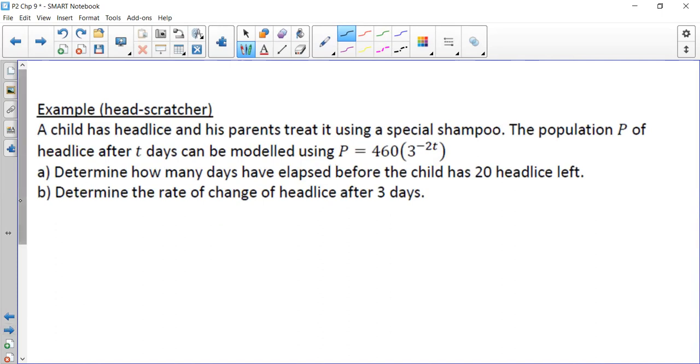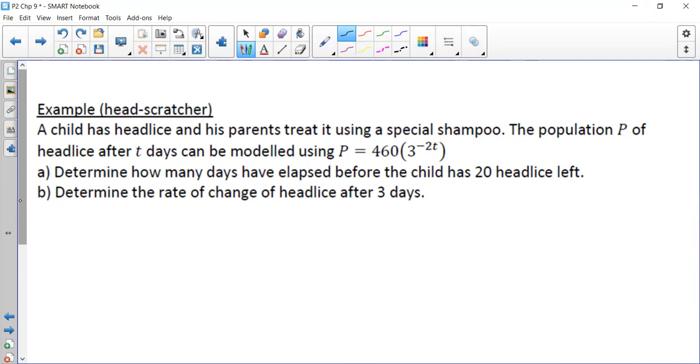A child has head lice, and his parents treat using a special shampoo. The population P of head lice after t days can be modeled using P equals 460 times 3 to the power of -2t. How many variables in here? 2. P and t. P stands for population of the head lice. T stands for days.